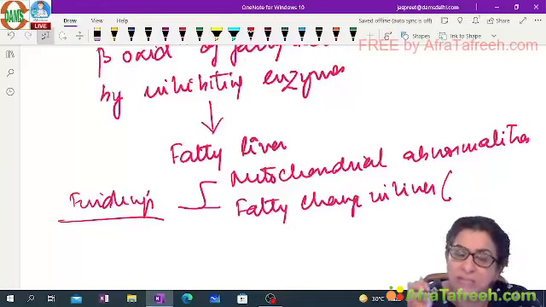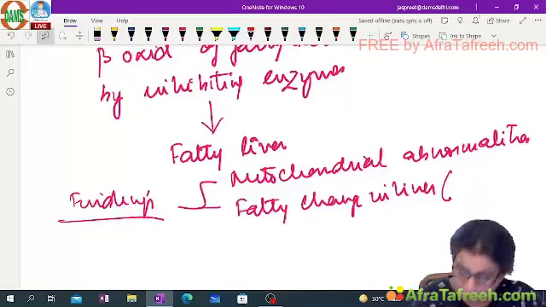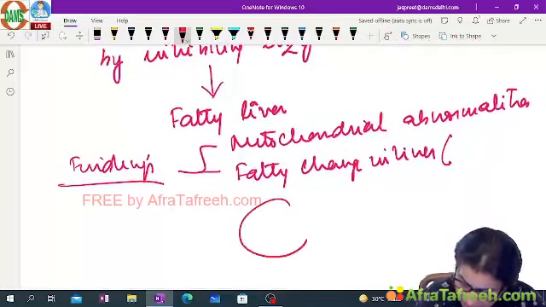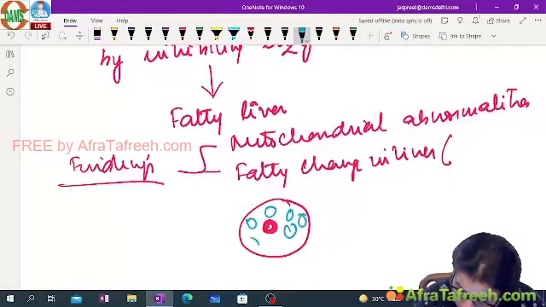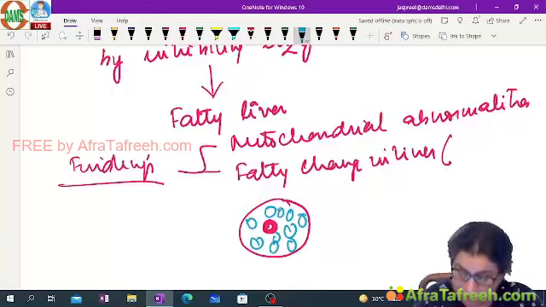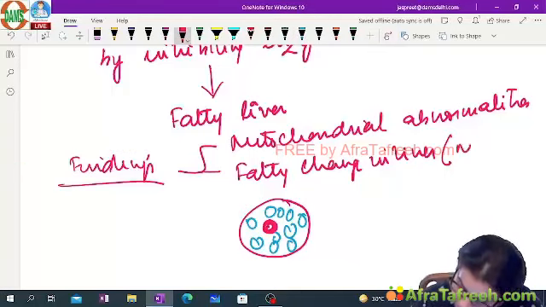Okay, now look at the size of the vacuoles. If the size of the vacuoles is very small, say this is the hepatocyte here, this is the nucleus of the hepatocyte. In the cytoplasm of the hepatocyte, you see multiple tiny fat vacuoles. This is called microvesicular steatosis. So in case of Reye's syndrome, we see microvesicular steatosis.